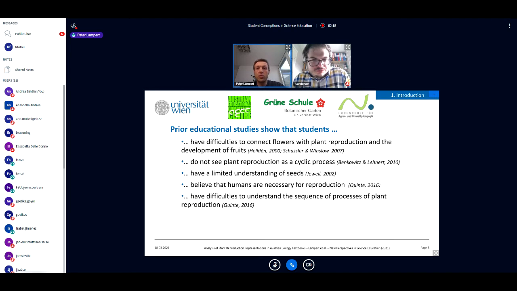Students have difficulties to connect flowers with plant reproduction. That means that students don't know that flowers are the first step of building fruits, and then for seed dispersal in the later part. And they don't see these cyclic aspects of the process, that seeds are built, then a new plant grows, which has flowers, gets pollinated, and then seeds develop again. And especially young children think that humans are necessary for plant reproduction, so that humans need to bring out the plants, plant them, and harvest them, so they don't know that it can also occur in nature.